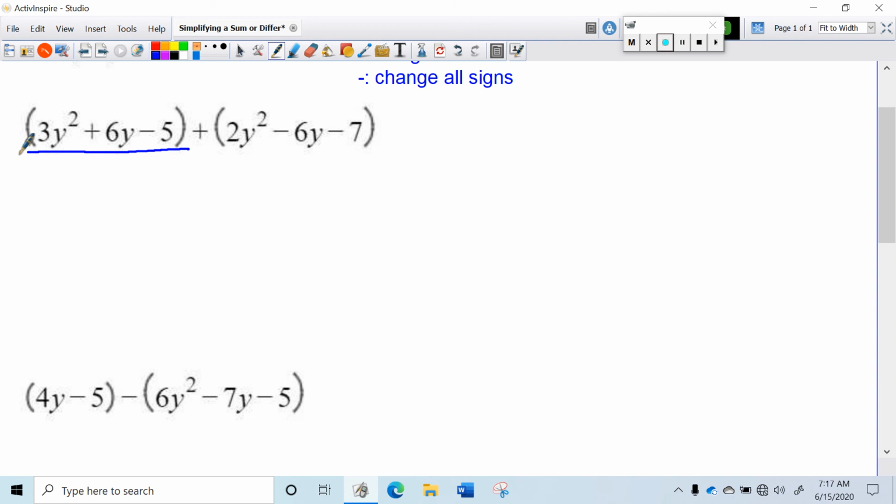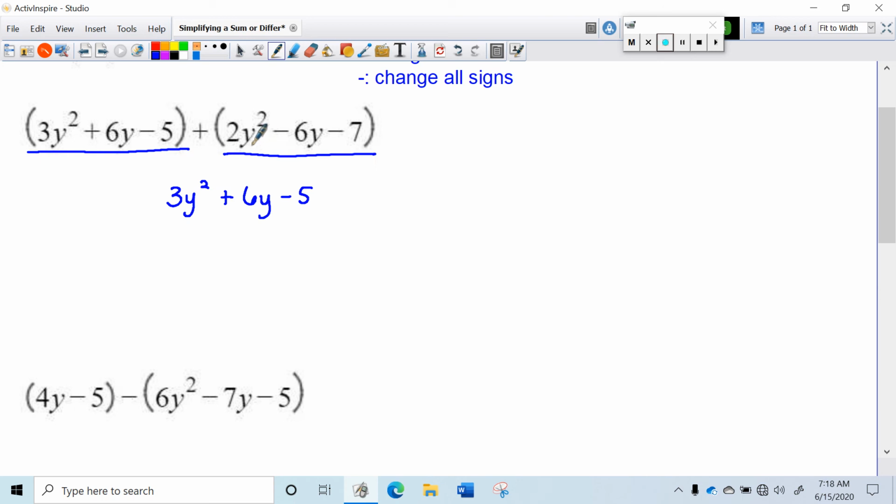This first set of parentheses has nothing in front of it. That means I'm going to leave everything in the parentheses alone, so I'm just going to write it down like it is. The next set of parentheses has a plus sign in front. That means leave it alone. So just write it down like it is.